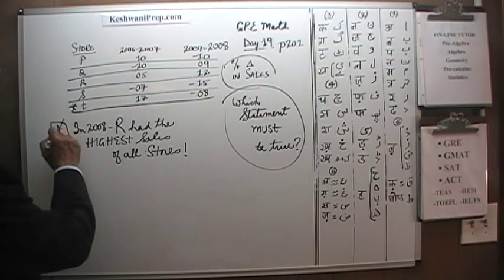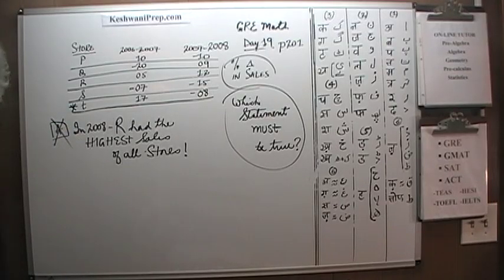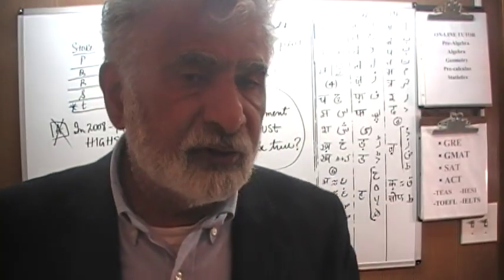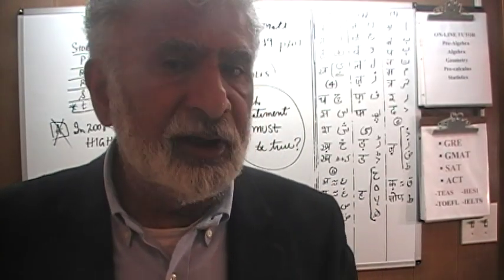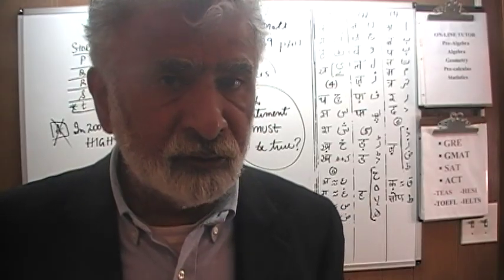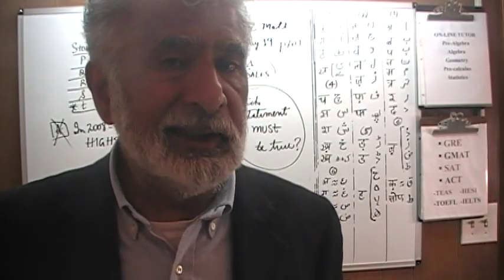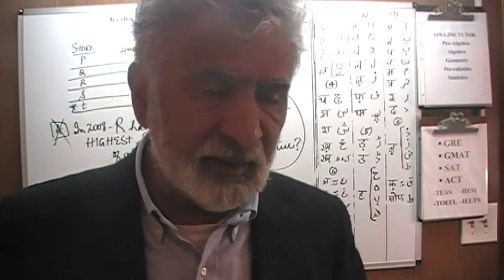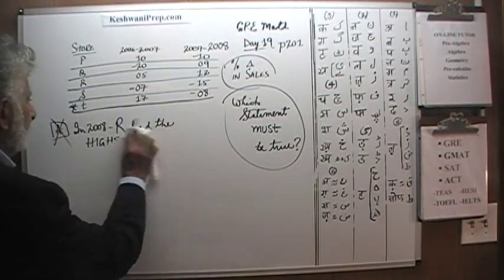We shouldn't say the first statement is incorrect. What we should say is the first statement is not necessarily true. It may be true, but not necessarily so. Therefore, it is not something that must be true. Let's look at statement B.